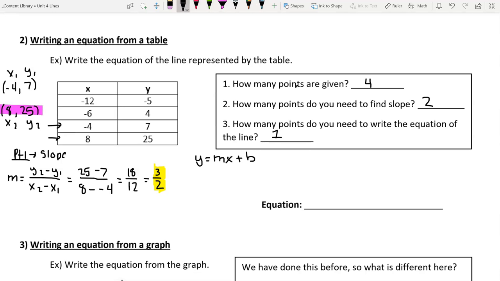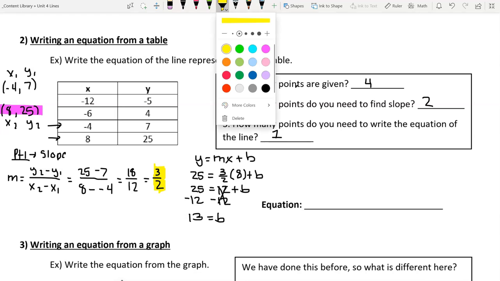So there's my x and my y. So my y is 25. M is 3/2. X is 8. And plus b. And we're going to solve for b. So 25 equals, put this in your calculator, 3/2 times 8, which you should get 12, plus b, and solve for b. So this time I'm subtracting 12. b equals 13. Highlight, save for later.